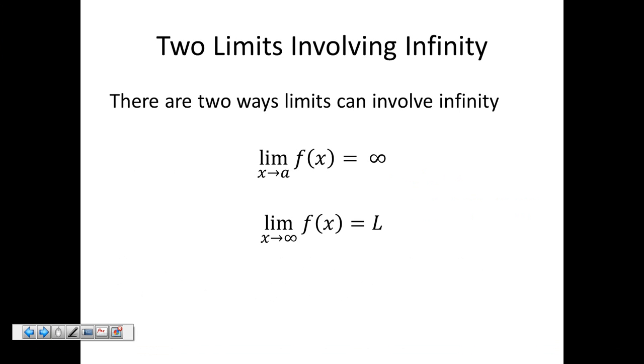Now, there are basically two ways that limits can involve infinity. We can either have the limit equal to infinity, as we have here on the top, or we can have the limit as x goes to infinity. That means that we're plugging bigger and bigger numbers in for x. We're plugging in 1,000, we're plugging in 1,000,000, we're plugging in 1,000 million, which is a billion, and we just keep on plugging bigger and bigger numbers in, and we're trying to look at where that is going. And it is totally possible for it to equal a number. We'll take a look at some of those.